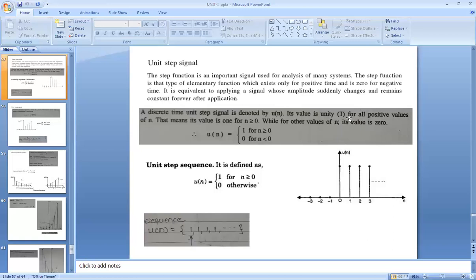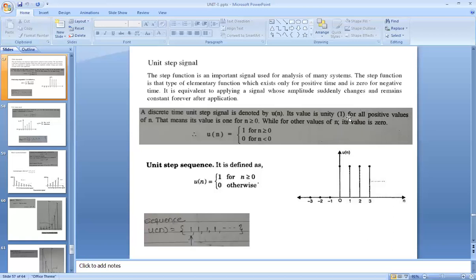Now in discrete time signal you can write u of n is equal to curly brace 1, 1, 1, 1, dot dot dot, curly brace ends. An arrow mark is drawn below the first one. So it says it is the origin point.